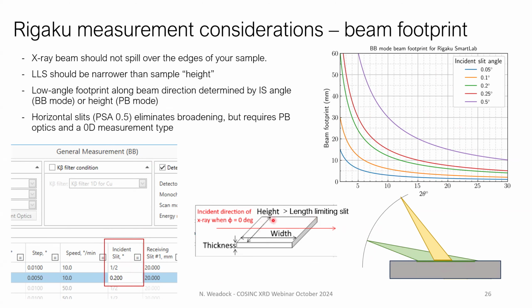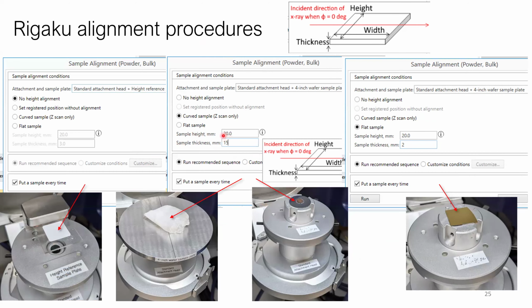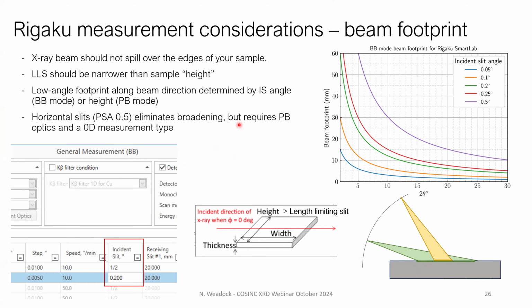Make sure you don't spill over on either side, and the height will be based on your length limiting slit selection. So this is why in alignment procedures, you want to make sure the height is correct, because the software will update and tell you to change the length limiting slit if necessary. So save that for the alignment step. Don't change the length limiting slit in your optics alignment step.